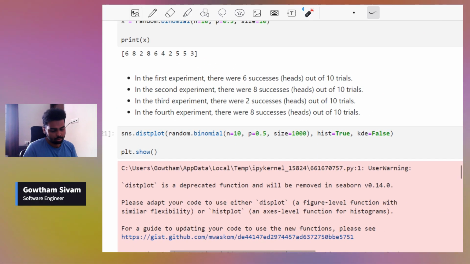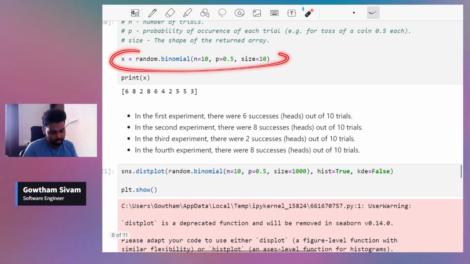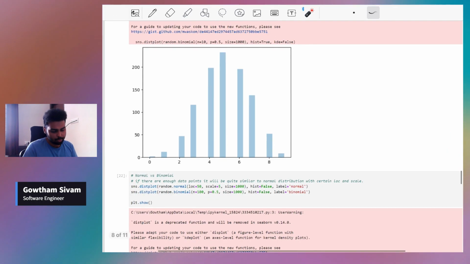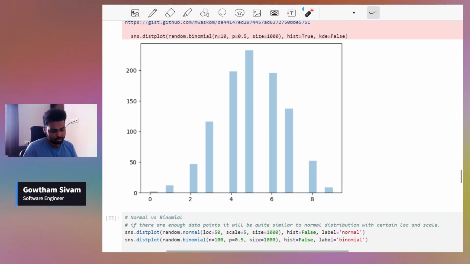Next is sns.distplot of random.binomial. Basically, I am plotting the same to see the data. You could see the bar chart here, which represents the actual values from the output array.